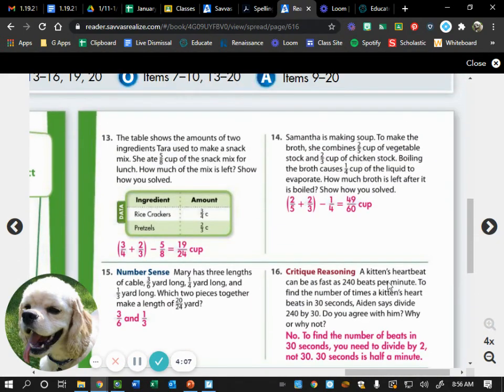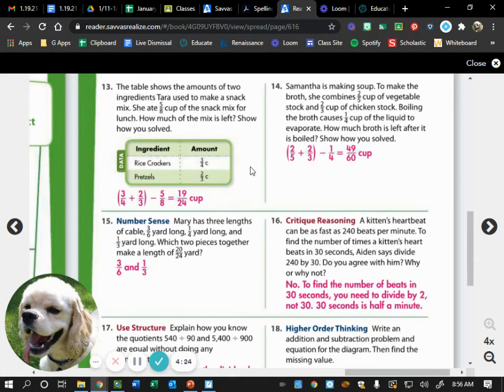So for number 13, the table shows the amounts of 2 ingredients Tara used to make a snack mix. She ate 5/8 cup of the snack mix for lunch. How much of the mix is left? Show how you solved. So I had people coming and asking me last week, Miss E, how are we supposed to know how much there was? Well, we know that these are the only 2 ingredients Tara combined for her snack mix. So we would just add these up to get the total amount that she started with.